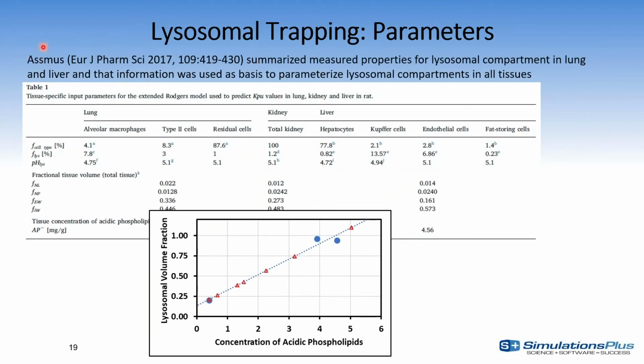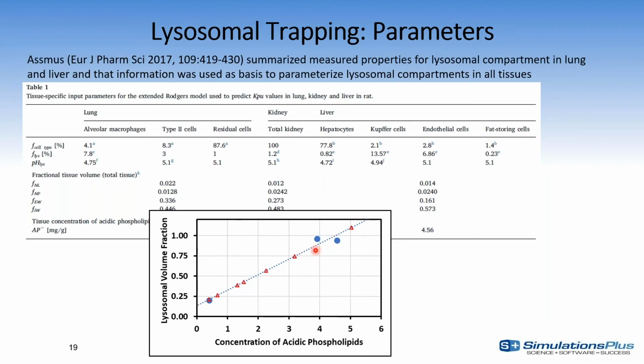In this paper, the authors have done great measurements. They provided the lysosomal measurements in the lung tissue and in the liver tissue. For kidney, they do provide some values here, but it's an estimated value. In the liver tissue, they also provided some of the measurements for the fat storing cells.